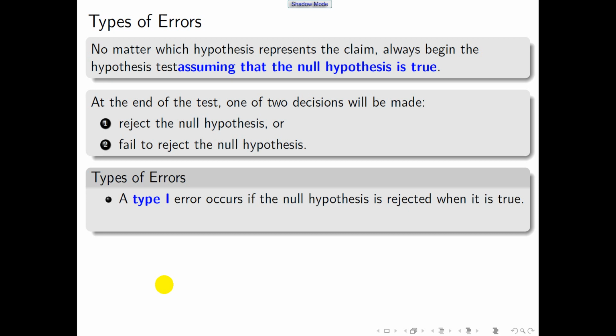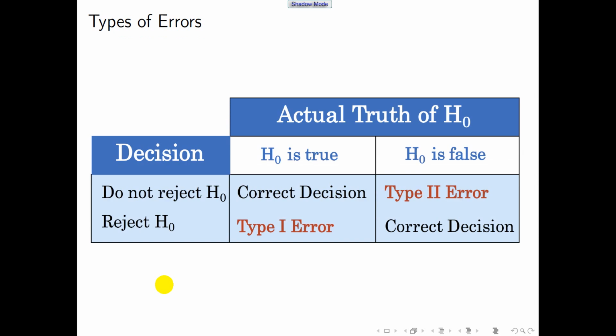Type 2 error is when you test the null hypothesis, and you fail to reject it. You're saying, hey, the null hypothesis is true, even though actually it is false. Okay? In this case, we're going to make the type 2 error.